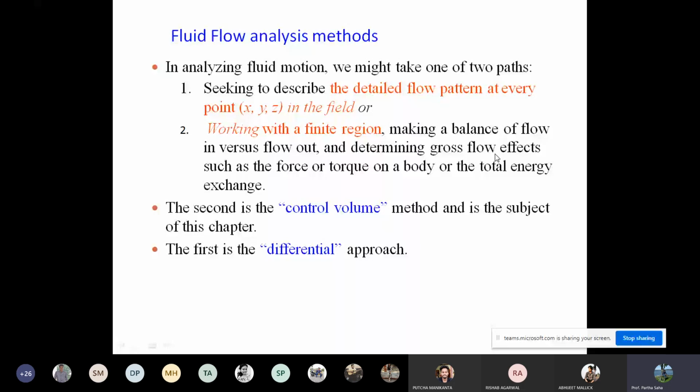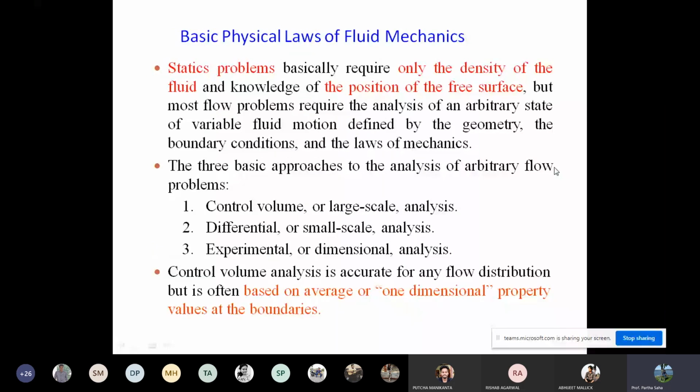In static problems, we basically require only the density of the fluid and knowledge of the position of the free surface. Why is density the required parameter? Because we generally consider the fluid to exhibit incompressible behavior, or there is no change in density with pressure and temperature. But most flow problems require an analysis of arbitrary state variables that must be defined by geometry, and then assign some boundary condition. So what are the basic approaches we generally consider to solve any arbitrary flow problem?